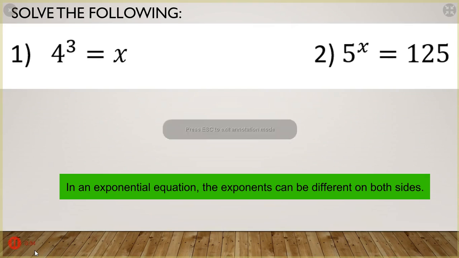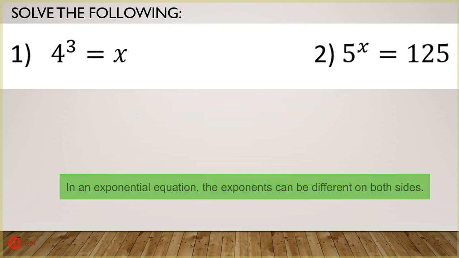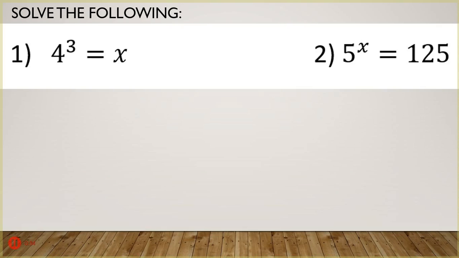For question number 1, the exponent is not attached to a variable, or vice versa. We simply have x equals 4 to the power of 3. So in order to solve it, we just need to evaluate what is 4 to the power of 3. 4 to the power of 3 is 64. Therefore, x is equal to 64.